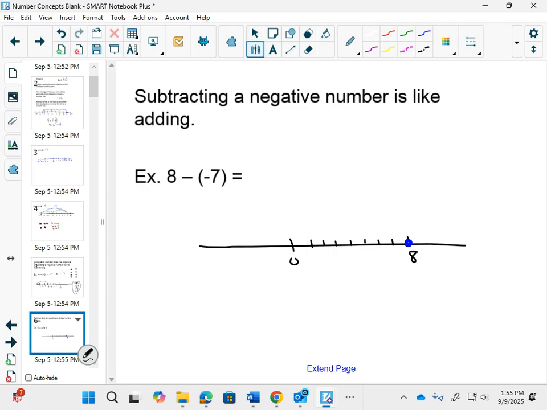A negative says do the opposite of what you were going to do. So if I'm subtracting and going to the left, then I hit a negative and say do the opposite, then I end up wanting to go 7 to the right. Where would I end up?